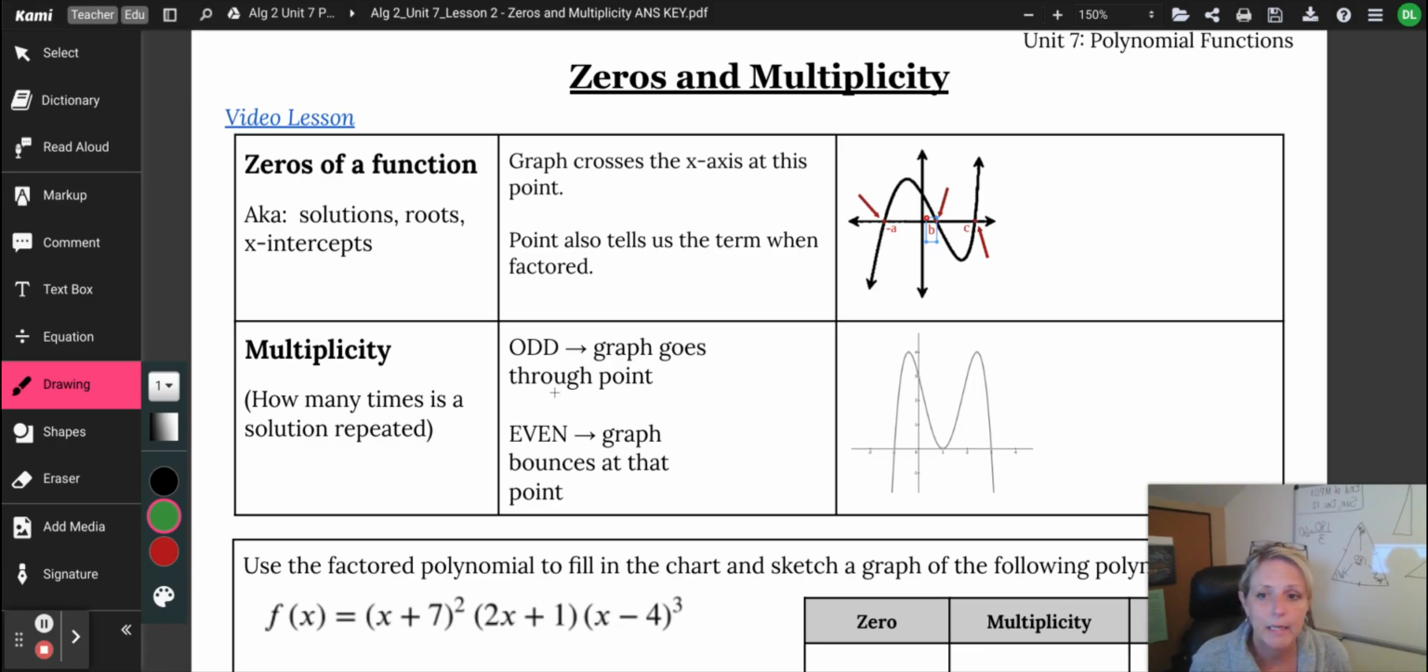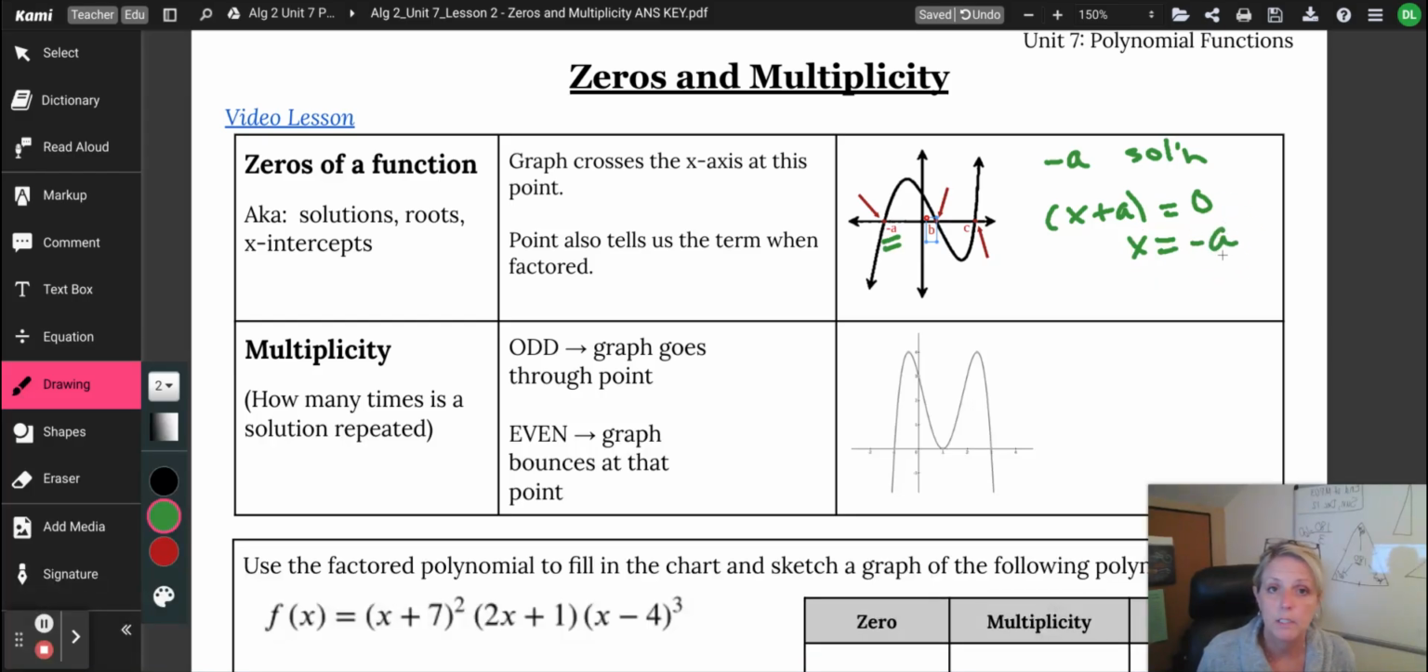So we know that if the graph crosses the x-axis at negative a, kind of like it does here, that tells us that negative a is a root or a zero. Okay, so that is a solution. Now, we typically have been looking at these from factoring. So remember, we'd factor our polynomial and we would get something like x plus a as one of the factors, and we'd set that equal to 0. And then we knew that negative a was a solution. So this time we want to go backwards. We want to look at it the other direction.